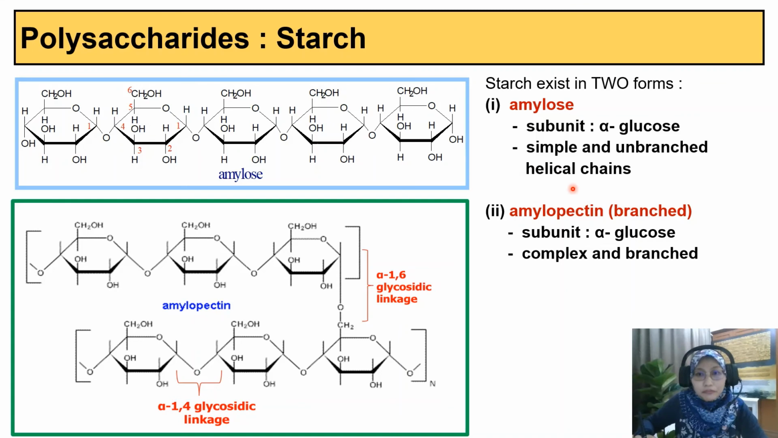What are the differences between those two, amylose and amylopectin? Both amylose and amylopectin are composed of the same subunit, which is alpha glucose. But the difference is that amylose is a simple and unbranched helical chain, whereas amylopectin is complex and has branches.